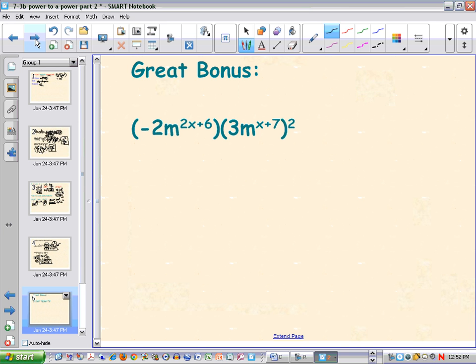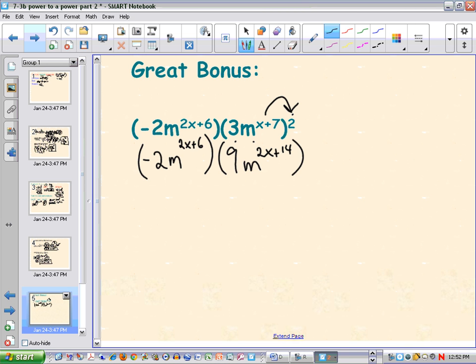So this would be a good bonus problem. We're multiplying monomials. So the first one, -2m to the 2x plus 6. Nothing to do there. But we have a square that we need to apply to both factors over here. 3 squared, 9. M to the x plus 7 squared, that's power to a power, multiply. So m to the 2x plus 14. Yes, we needed to distribute.